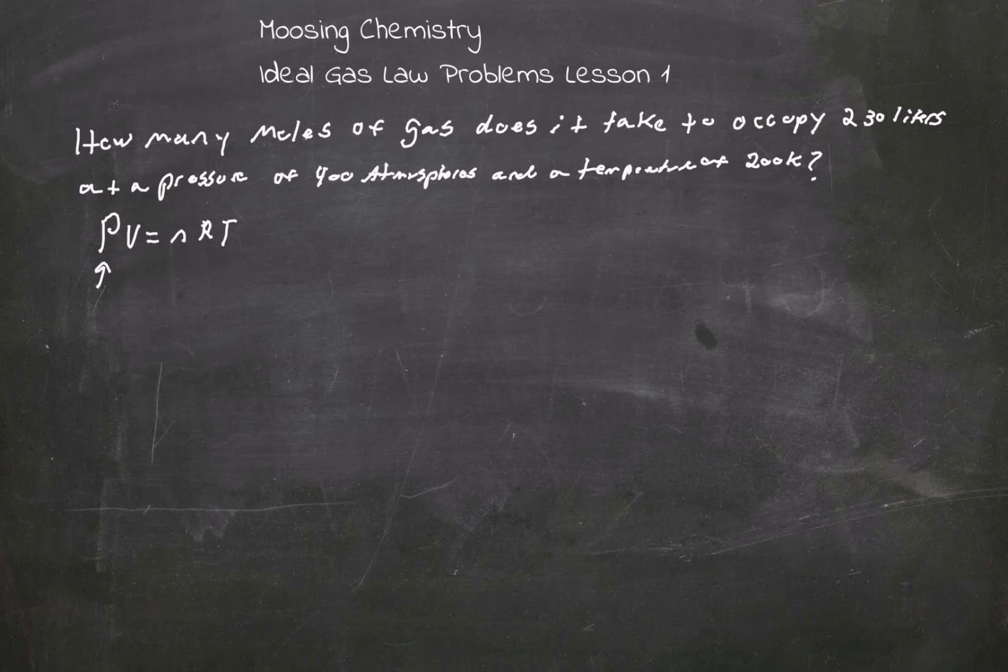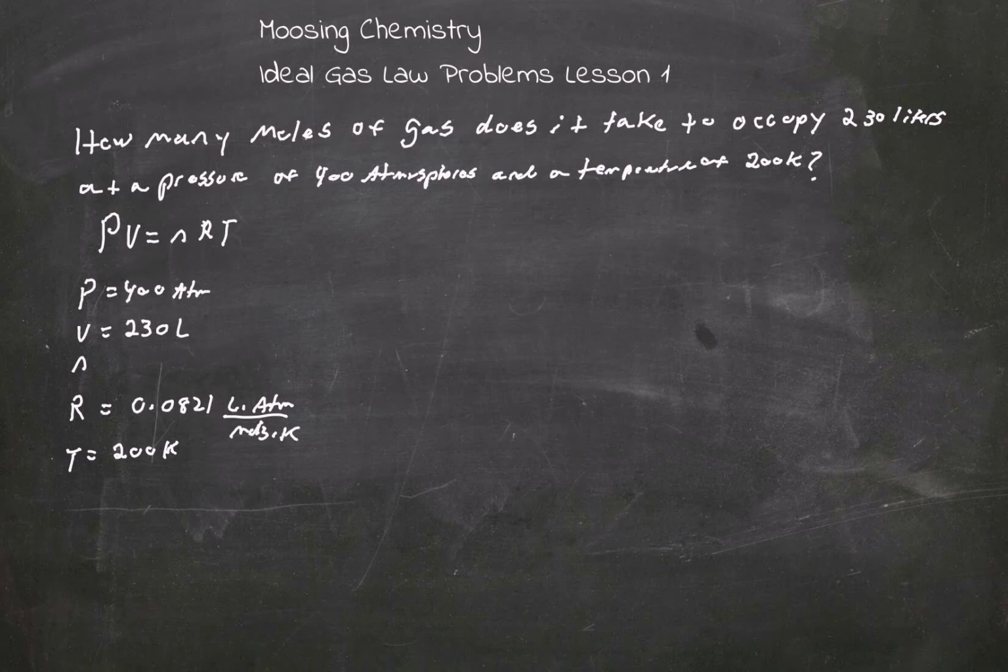Okay, so now that we understand those, let's go ahead and figure out what we have. So again, I like to set this up as P, V, n, R, and T. We have 230 liters as our volume. We have a pressure of 400 atmospheres. We have a temperature of 200 K. Now the R value is 0.0821 liters times atmospheres over moles times Kelvin. Now we're looking for our number of moles.